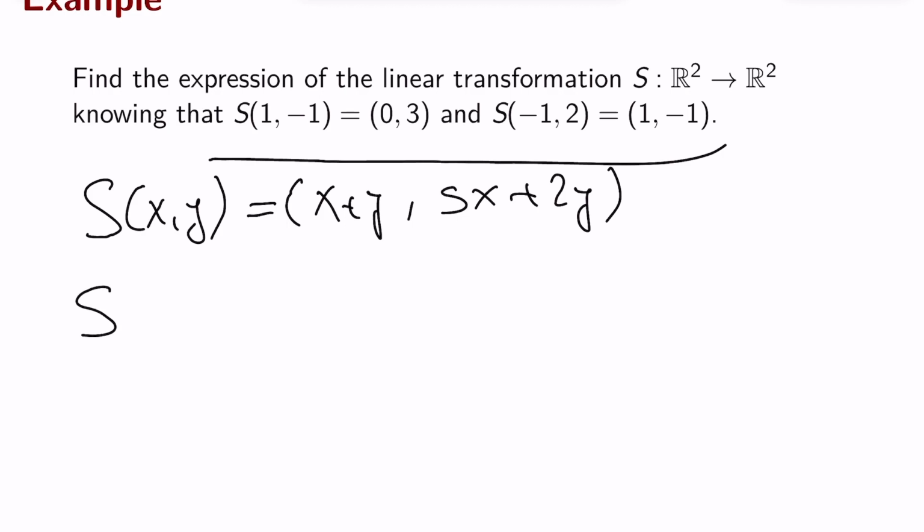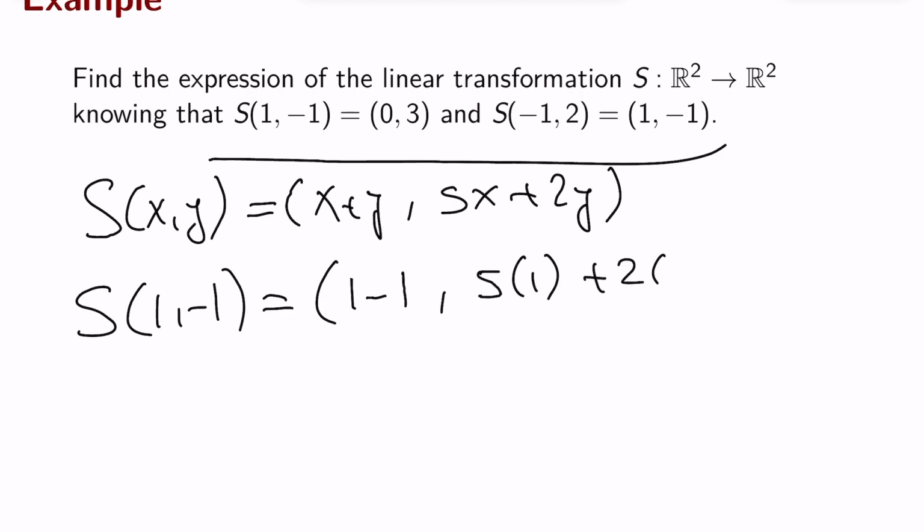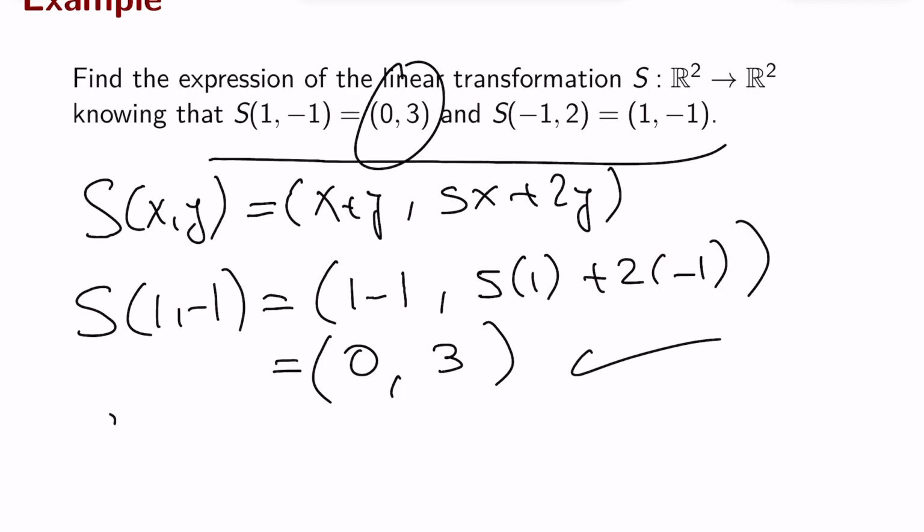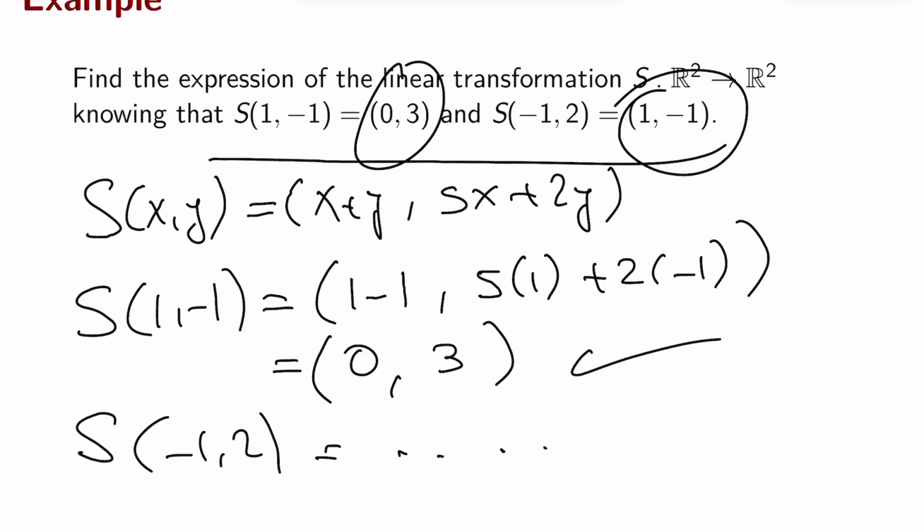I mean, to find out how much this is, for instance, by plugging in here. If we obtain (0, 3), that is what it should be, right? If we don't obtain (0, 3), then there is something wrong. So let's plug in. The x is 1 and the y is minus 1. So then this is 1 minus 1, comma, 5 times 1 plus 2 times minus 1. So then this is 0, 5 minus 2 is 3. So that's what it should be. So it checks. Check with the other one and see also if you obtain what you should.